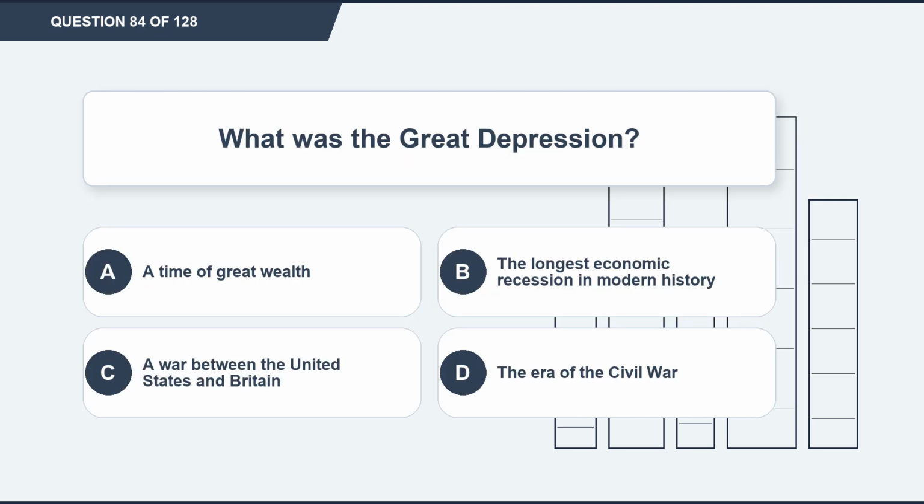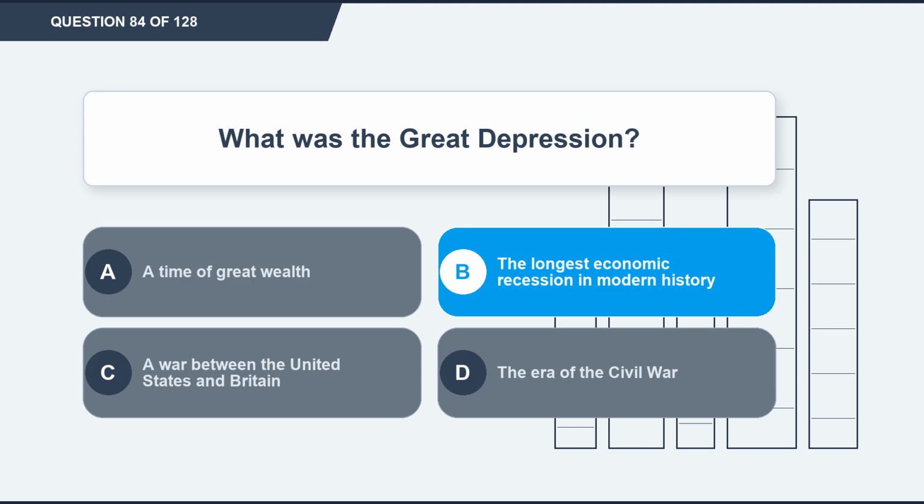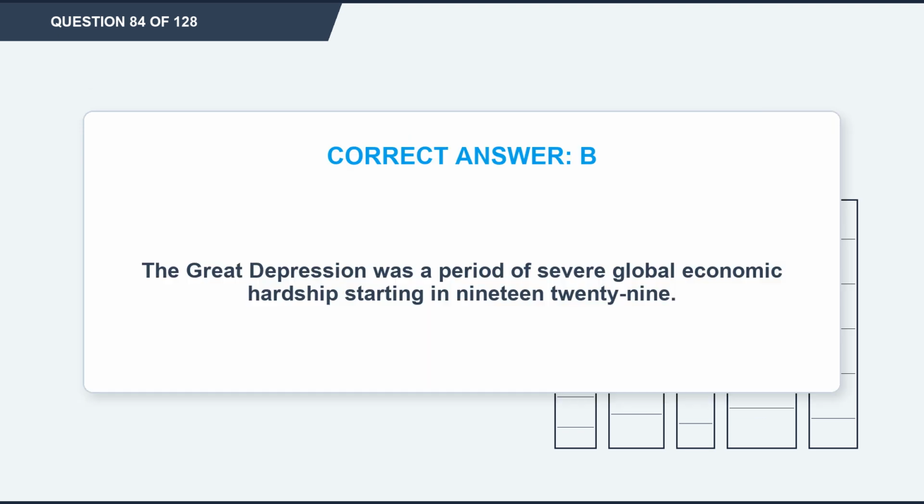Question 84. What was the Great Depression? Option A, a time of great wealth. Option B, the longest economic recession in modern history. Option C, a war between the United States and Britain. Option D, the era of the Civil War. The correct answer is option B, the longest economic recession in modern history. Explanation. The Great Depression was a period of severe global economic hardship starting in 1929.